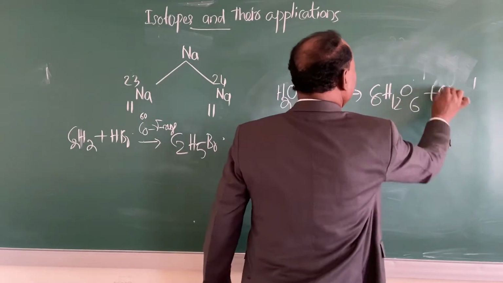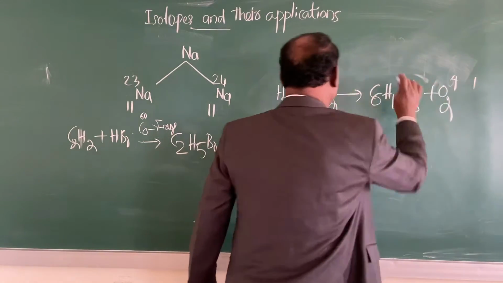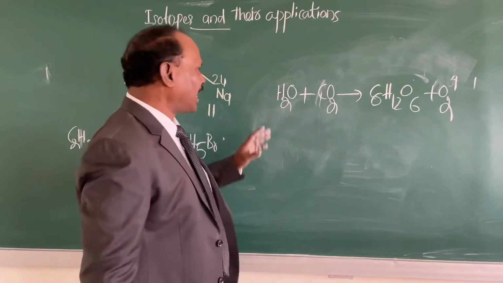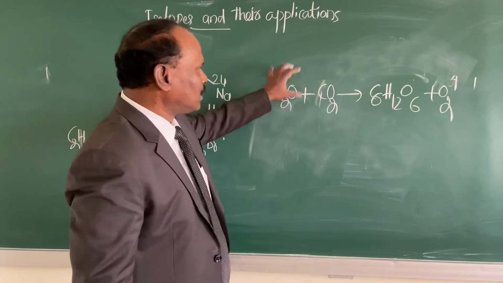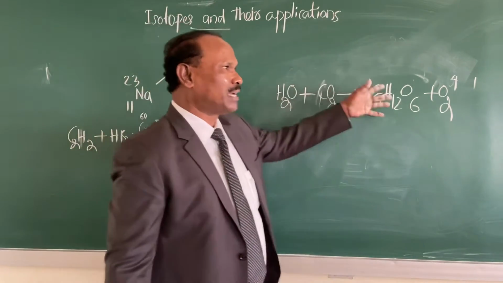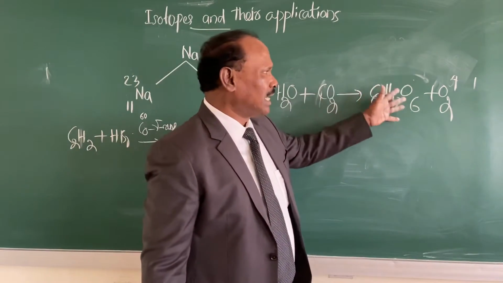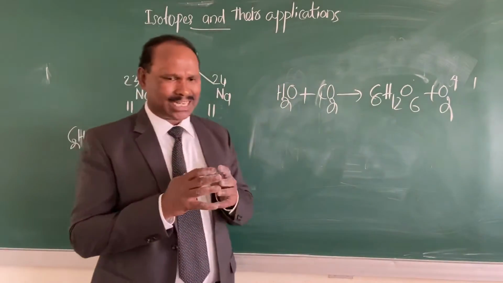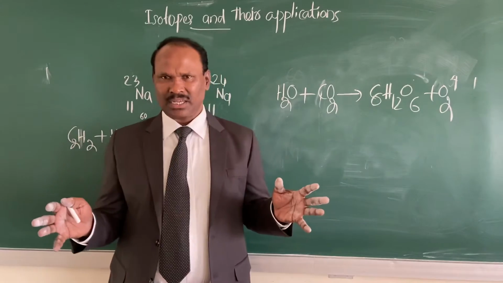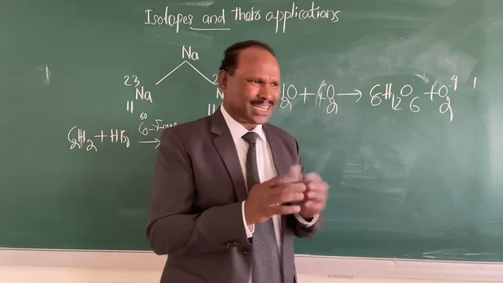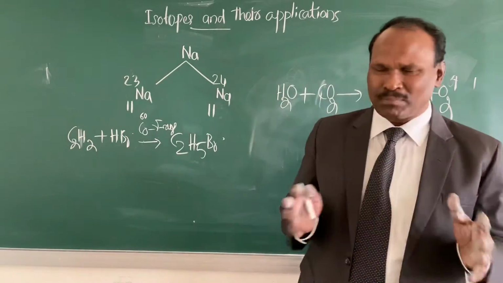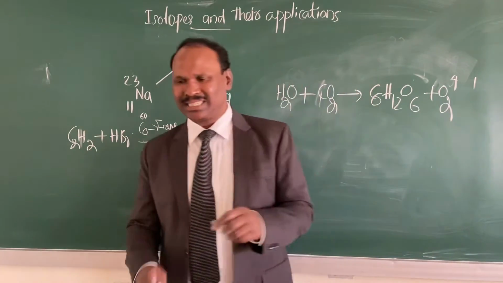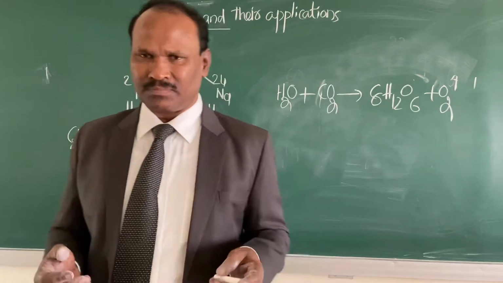Plus oxygen. So what I have written? Plants take up water and carbon dioxide and prepare glucose, their food, and liberate what? The oxygen. That's why when we stand under the trees, we feel a very pleasant, cool atmosphere. That is because of what? The fresh oxygen is getting liberated there.